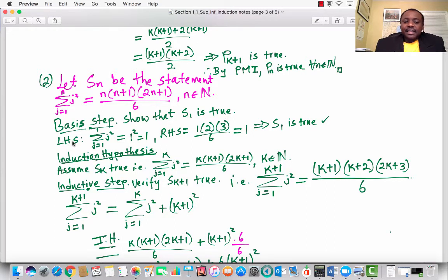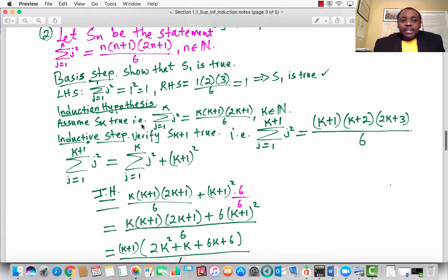The left-hand side, the summation j from 1 to 1 of j squared is just 1 squared, and that's 1. The right-hand side, we replace n by 1. We end up with 1. So the left-hand side equals the right-hand side, and therefore we can conclude that S1 is true. Good.